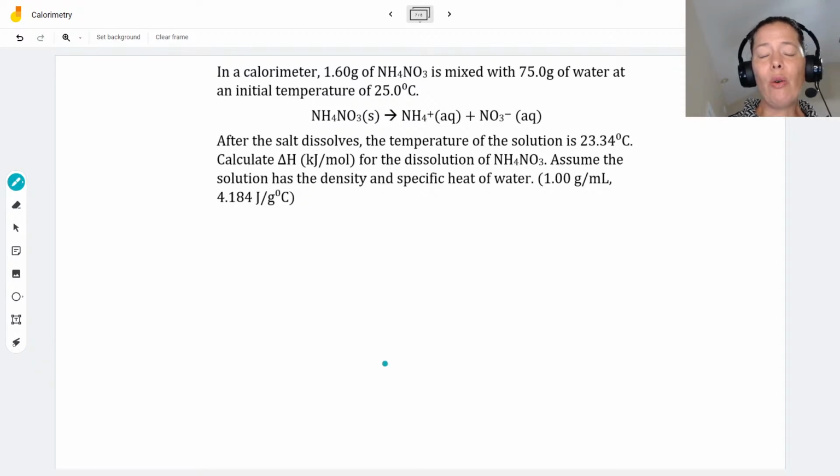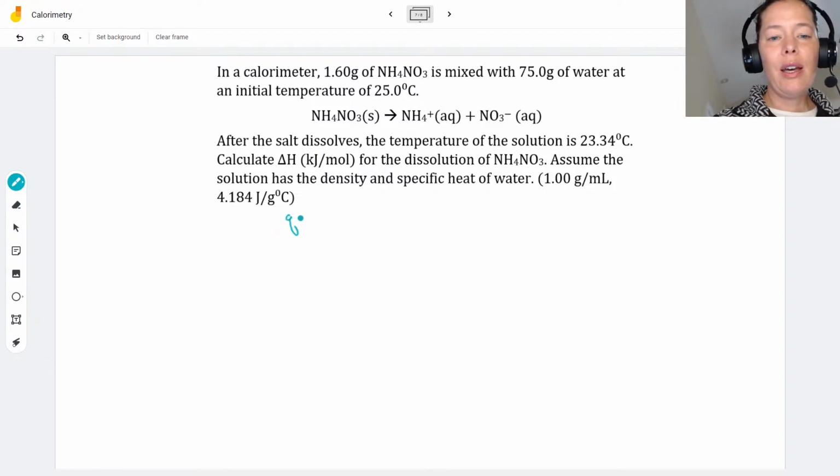All right, so we need kilojoules and we need moles. I'm going to focus on the kilojoules first. So I want to know what heat was either evolved or absorbed by this reaction. So I need my trusty Q equals MC delta T.